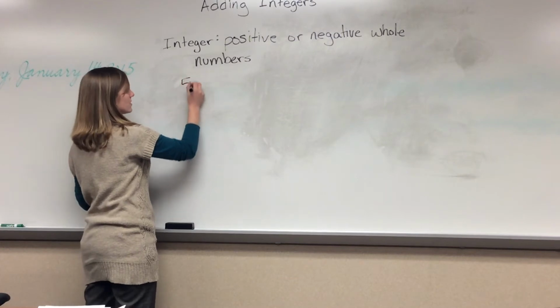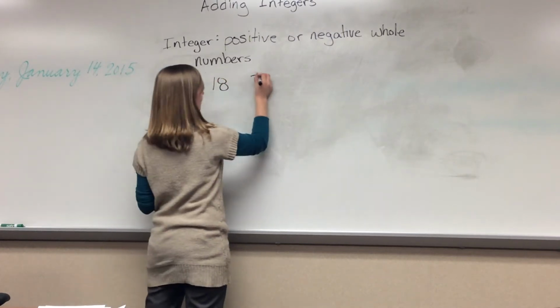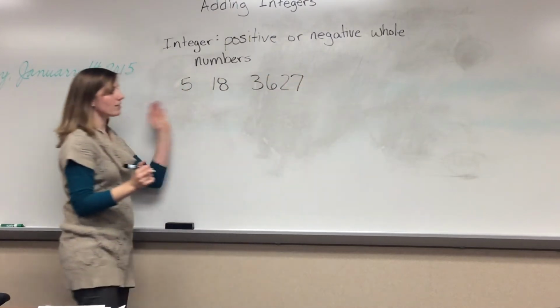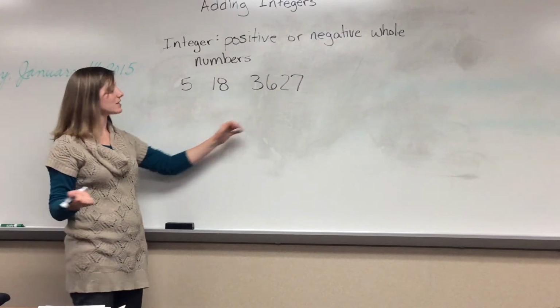So first of all, positive numbers, again, we're used to seeing those. That would be like positive 5 or positive 18 or positive 3,627. All of these are positive numbers, okay? And again, we're used to seeing these.